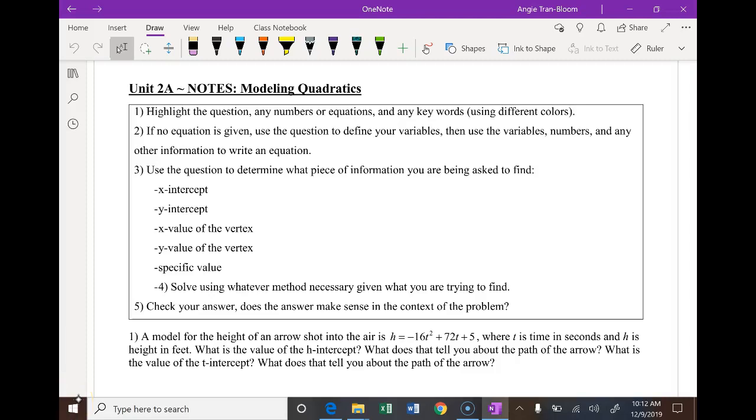Okay. Can you please help read? Devin, can you help us read the title of today's notes? Thank you.